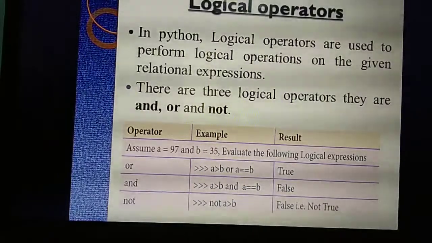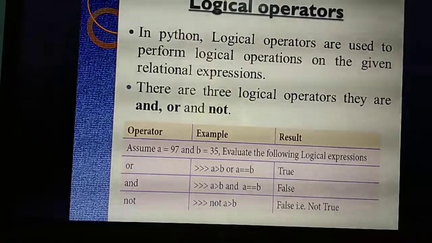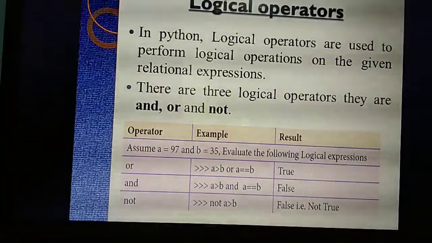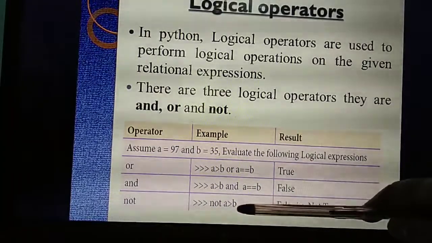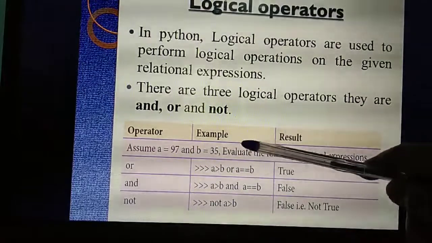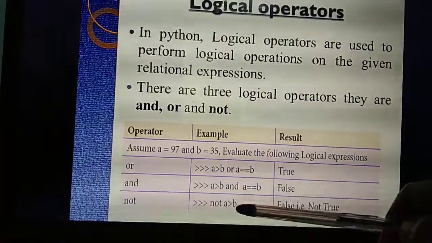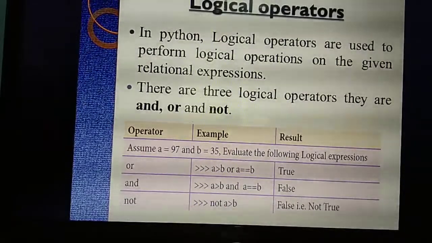Understand? So next thing, not. Not means just the opposite of true. For example, one condition becomes true. Not means just the opposite. Listen, see this example. A greater than B: 97 greater than 35, condition true. But not means not true, just opposite. Understand? So three kinds of operators you have studied in logical operator.